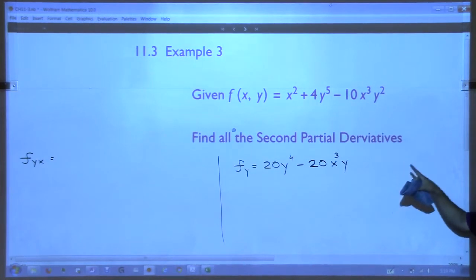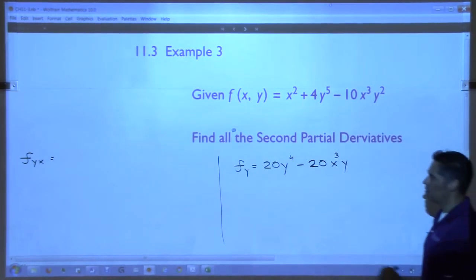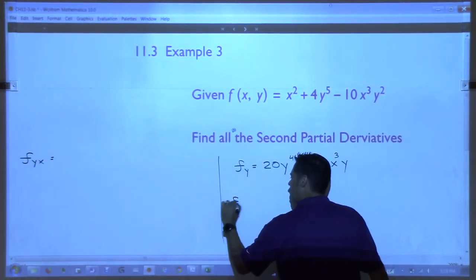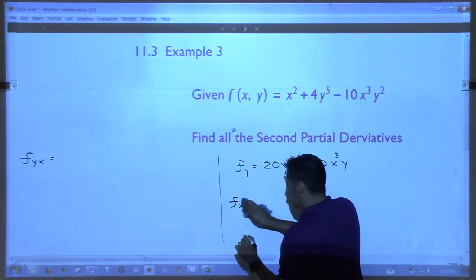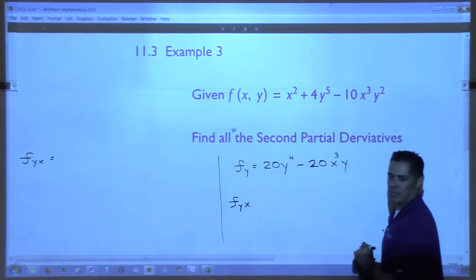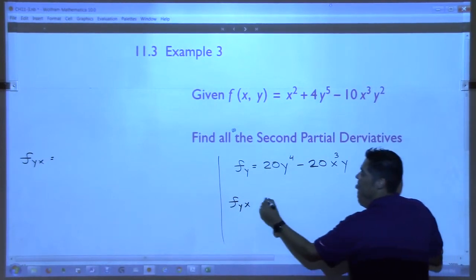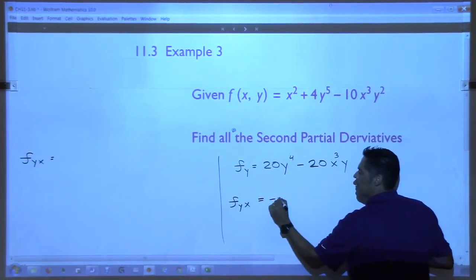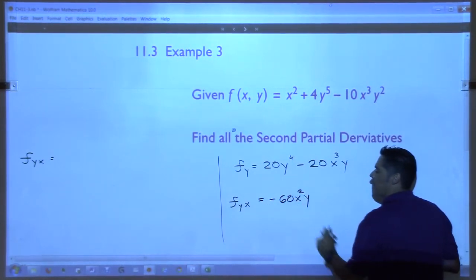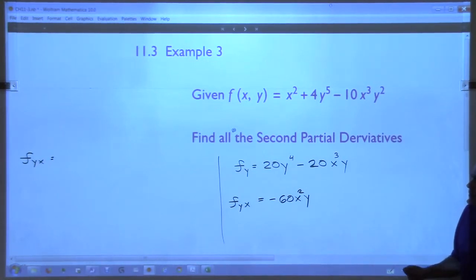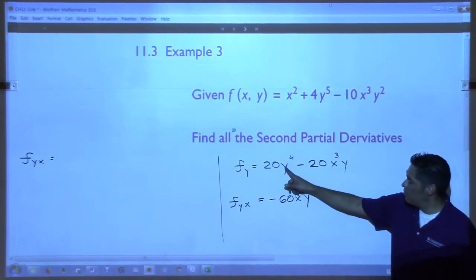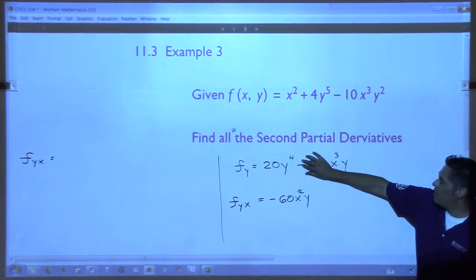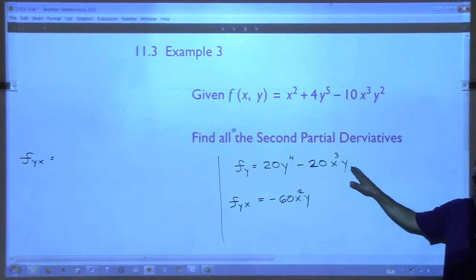Now let's take the partial of that with respect to x. So y you ignore, negative 60 x squared y. All right. So the derivative of that's 0 if you're differentiating with respect to x. And then this one, you ignore the y and the negative 20. You take the derivative of x cubed. That's 3x squared. And then tack these on.